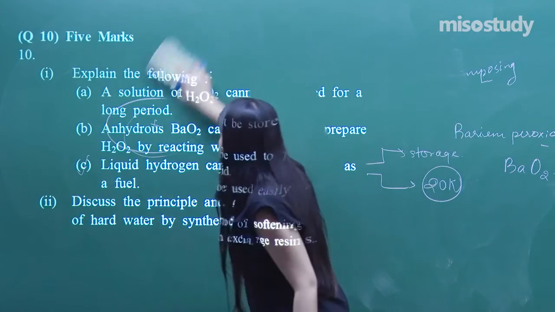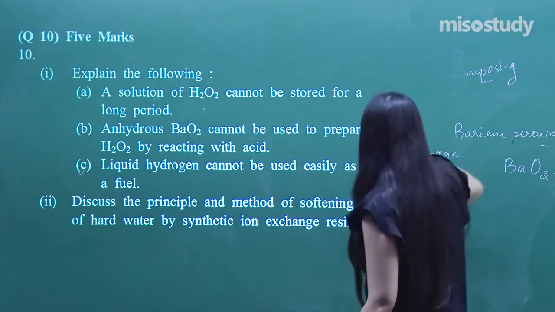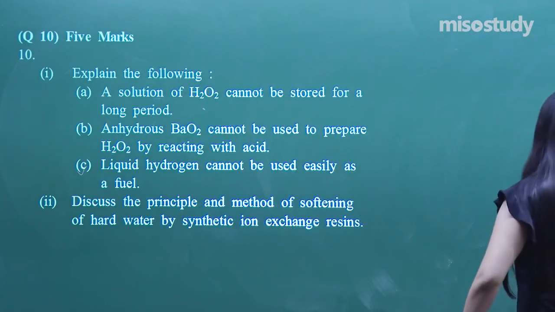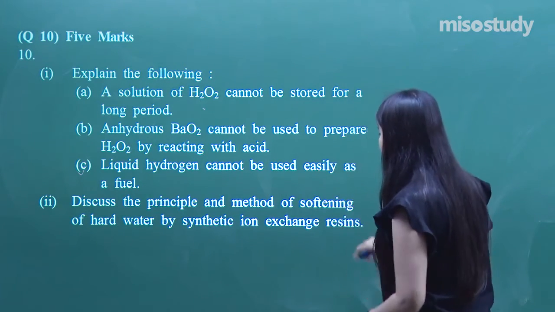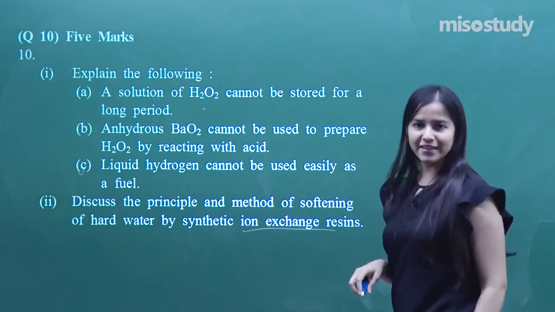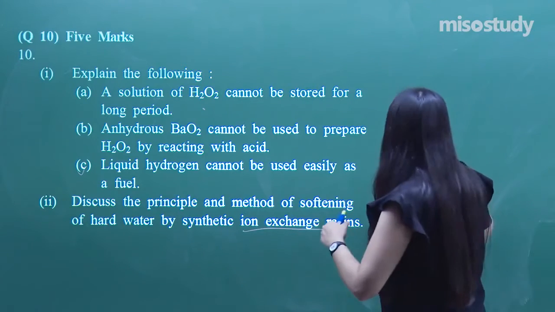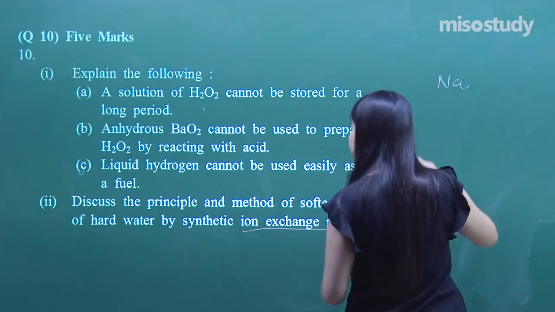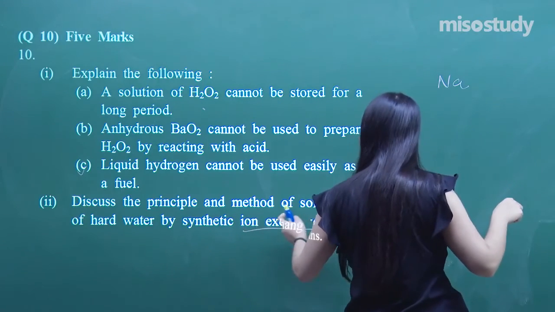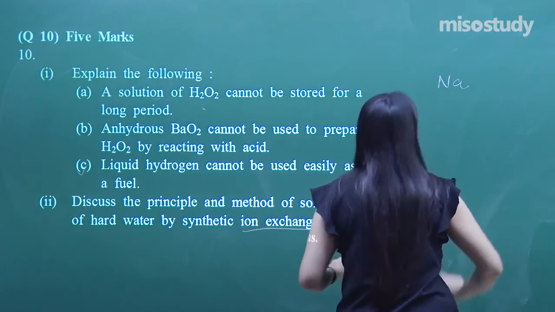Now the last one: discuss the principle and method of softening of hard water by synthetic ion exchange resins. Now that is an interesting question. We have done the synthetic ion exchange resin. What is the principle first of all? The principle is nothing but ion exchange only. The ions have been exchanged, Na, see here. So it's a synthetic ion exchange resin.